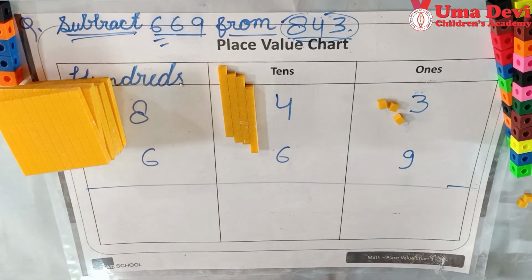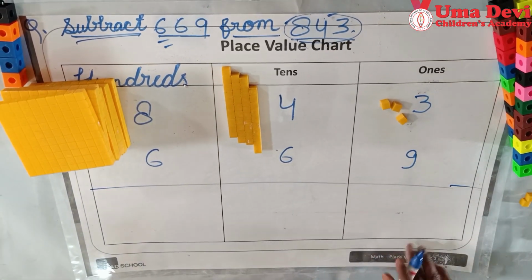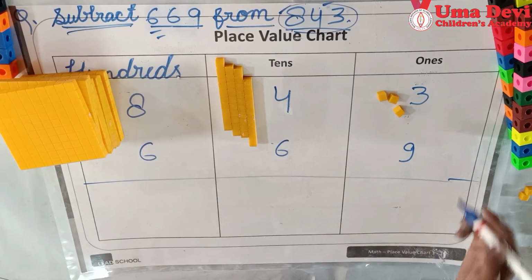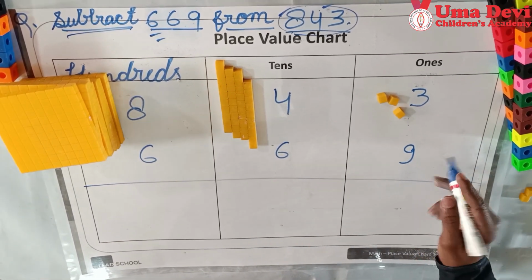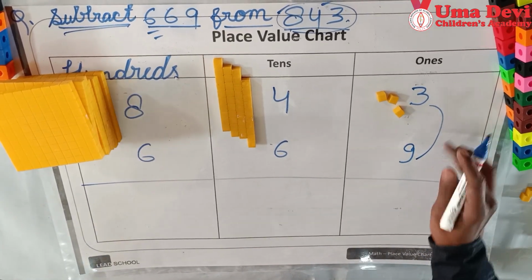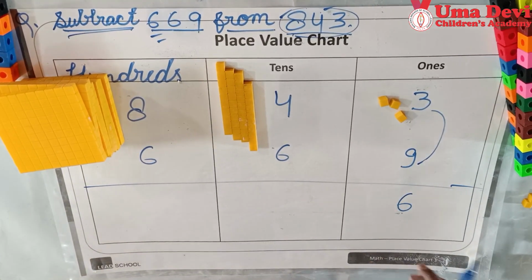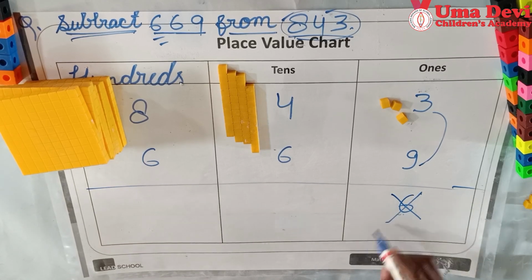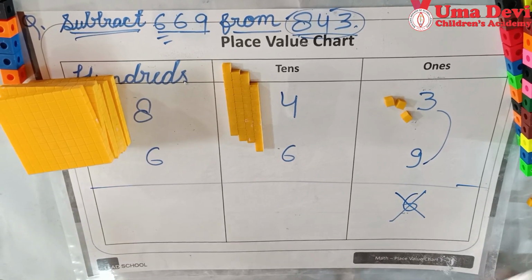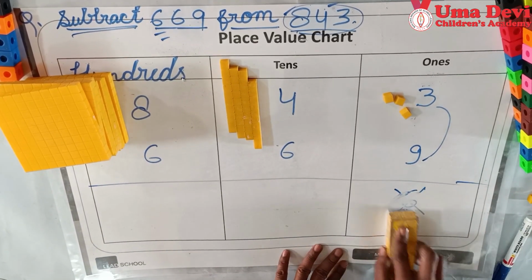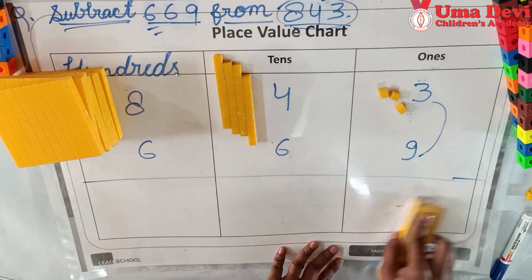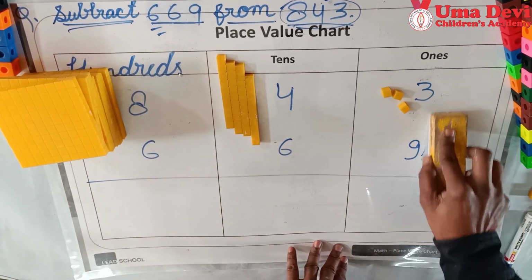But look here, what is the problem? 9 is at the bottom. Can we subtract 9 from 3? Some of you will do it like this: 9 minus 3 will come here as 6. Do not write like this. This is wrong. Never subtract your numbers like this. I will tell you what to do in this condition.